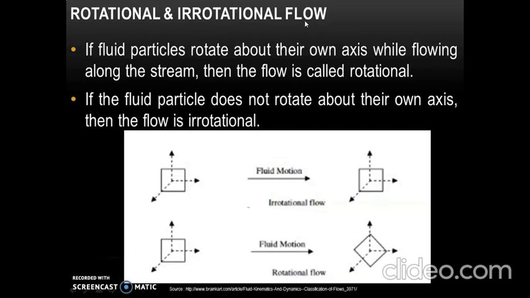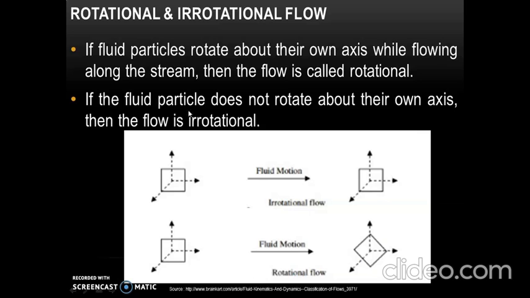Next is rotational and irrotational flow. If fluid particles rotate about their own axis while flowing along the stream, then the flow is called rotational. Here we can see the original position of the particle, and arrows indicate the direction. This is x direction, y direction and z direction. And this is the final position of the particle during the flow of fluid, and we can see that the particle has rotated about its own axis while flowing. Hence it is rotational flow.